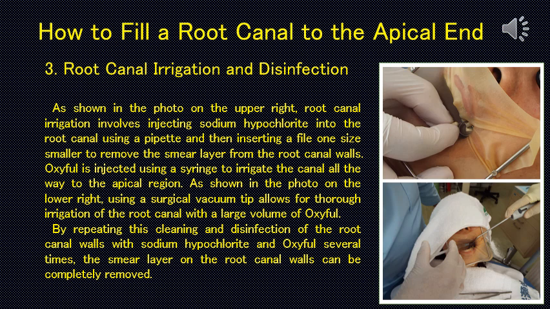As shown in the photo on the lower right, using a surgical vacuum tip allows for thorough irrigation of the root canal with a large volume of oxyfull. By repeating this cleaning and disinfection of the root canal walls with sodium hypochlorite and oxyfull several times, the smear layer on the root canal walls can be completely removed.